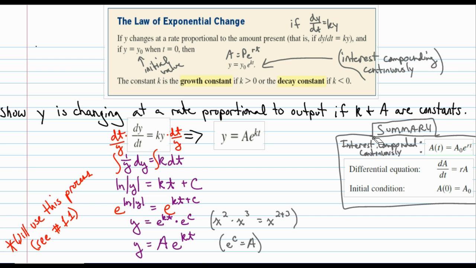So in summary, if you have compounded continuous interest, A of t, so your final output, is your initial value times e to the exponent of your rate times time. That means your differential equation then is dA/dt equals r times A, the output. And then your initial condition is A sub 0, the amount of money you had at the very beginning. Now again, you're going to use this process in the future, not right away, but I wanted to show it to you now because I wanted you to see how dy/dt equals k times y actually means you're dealing with interest that's being compounded continuously.